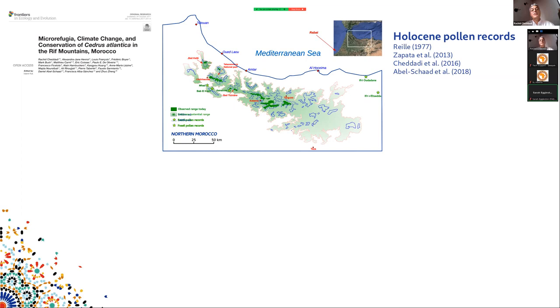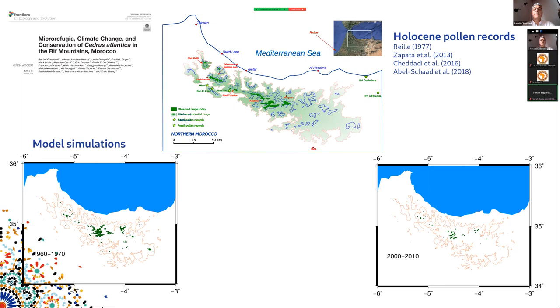We used this information and calibrated a dynamic vegetation model to simulate the decreasing trend of the Atlas cedar over the past five decades. These are the transient model simulations that we did between 1960 and 2010. There are of course several other simulations between these two time slices, but I will show only these two extreme ones. What we can see in these two simulations is the striking regression of the range, shown here in green. This is in 50 years.